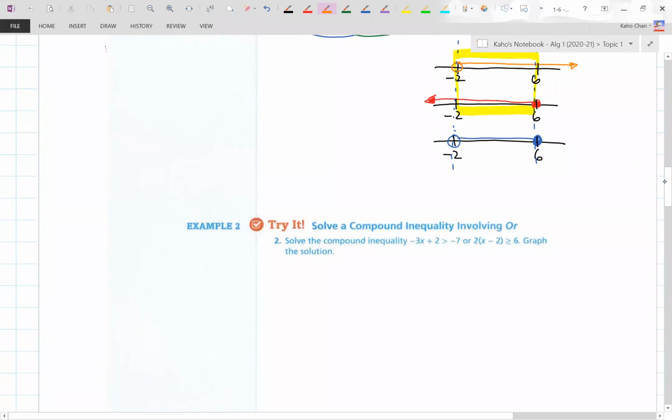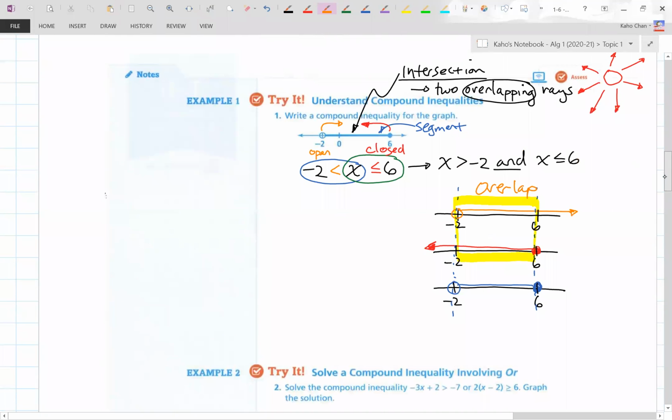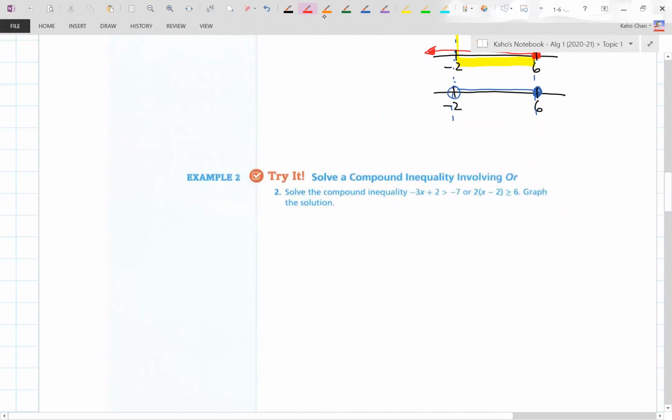Oh, got a pretty complex problem here. Solve the compound inequality negative 3x plus 2 is greater than negative 7, or. That's the key word here. Remember, the previous one involving and meant intersection. With this example down here, the word or doesn't mean intersection, it means something else. Or means union.